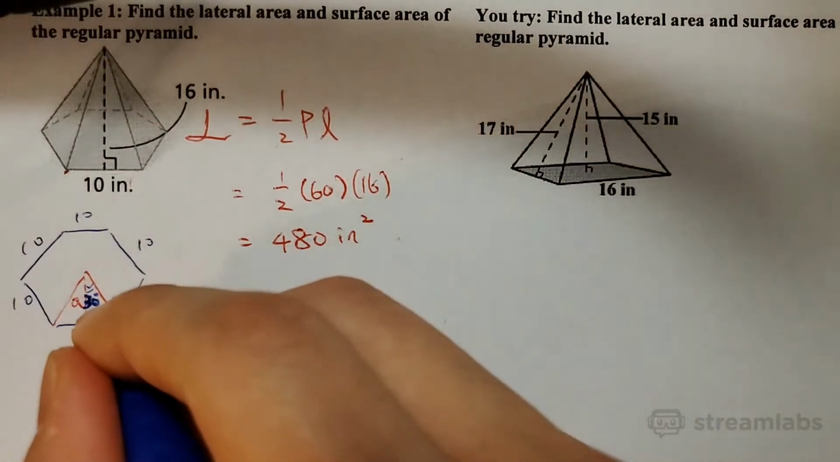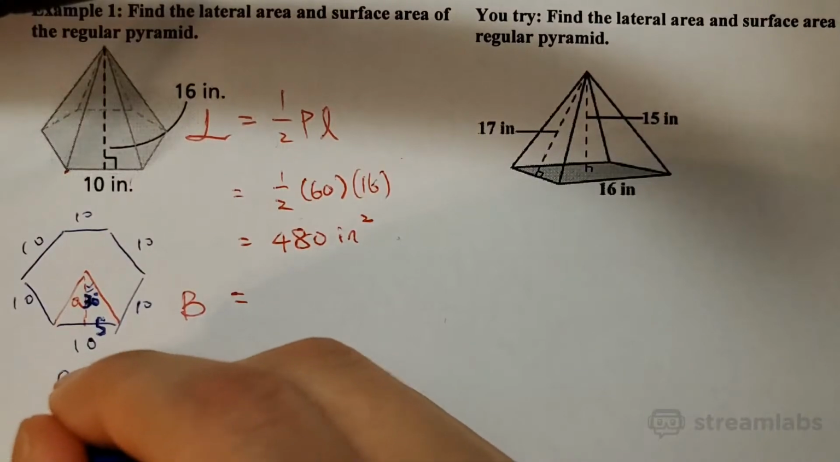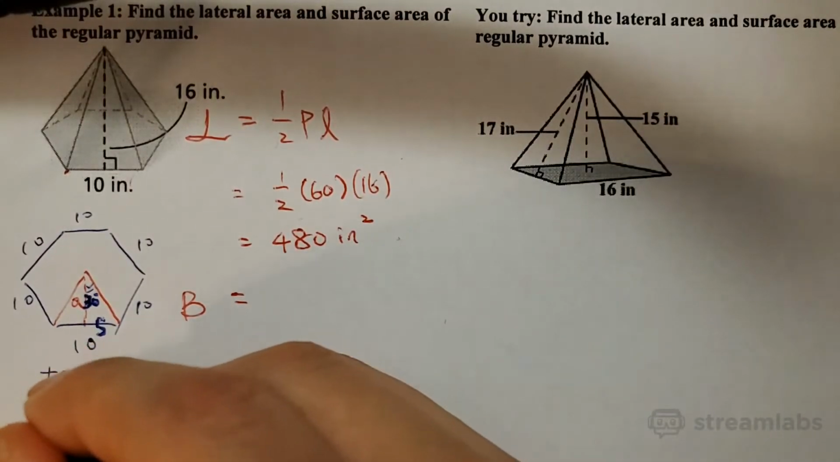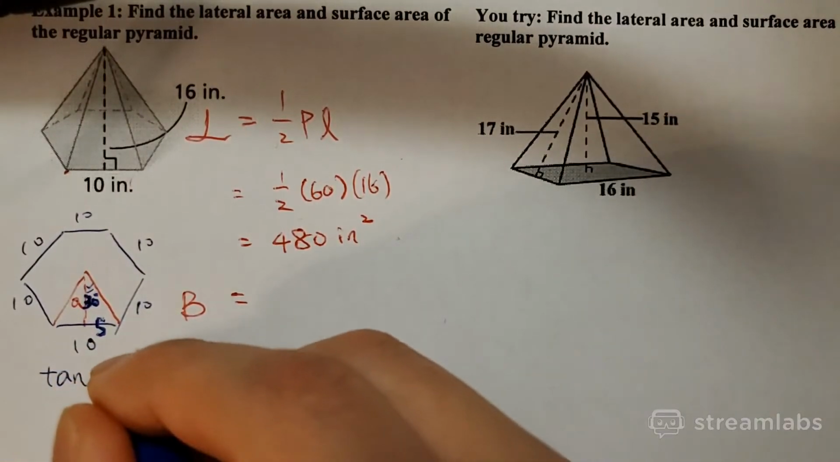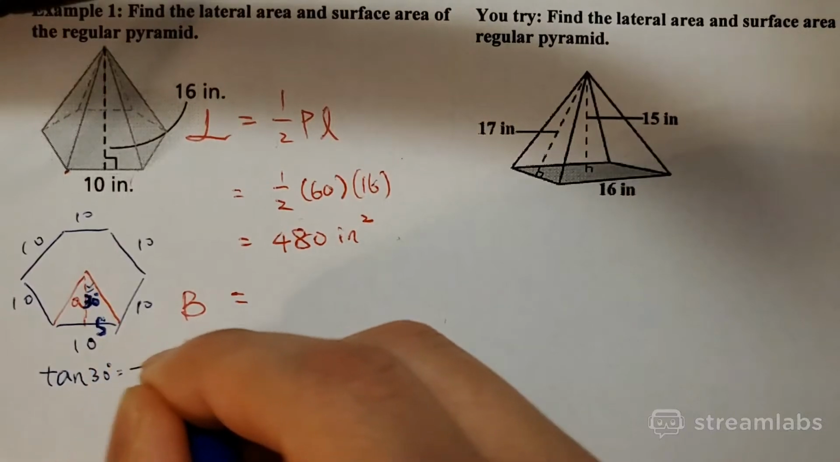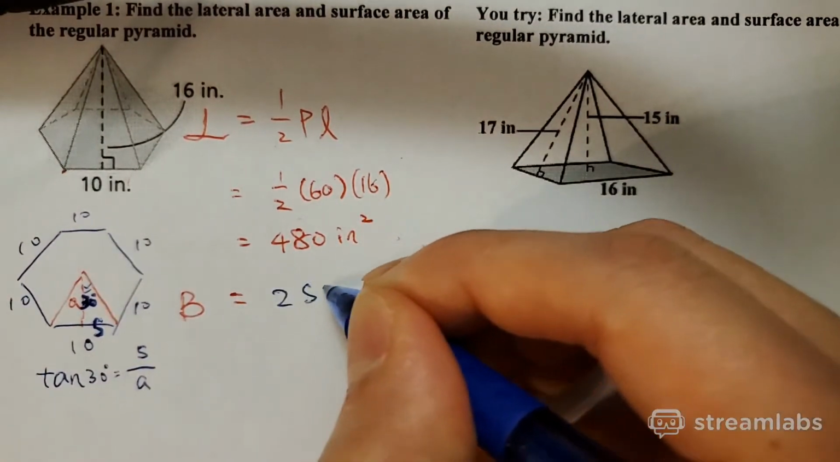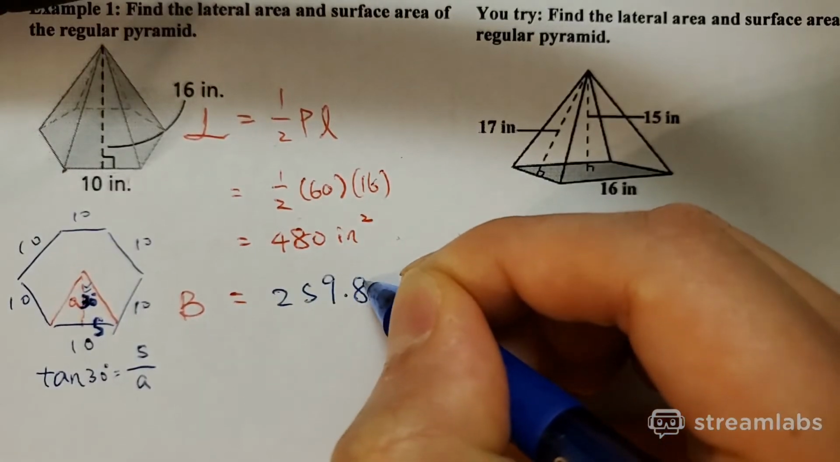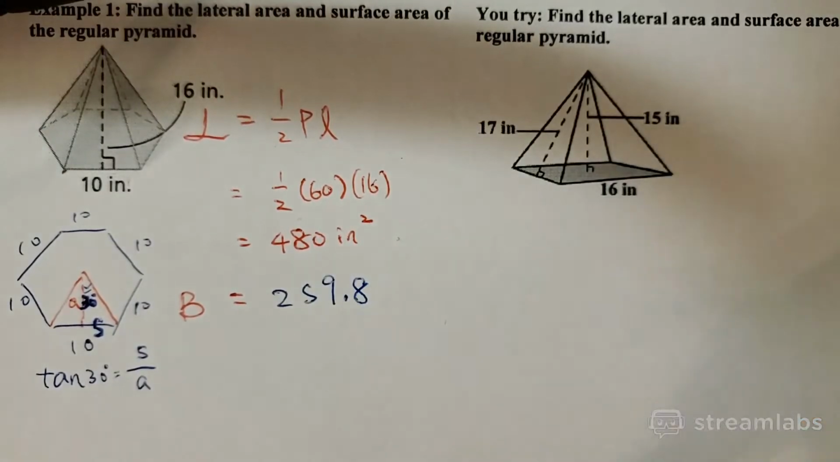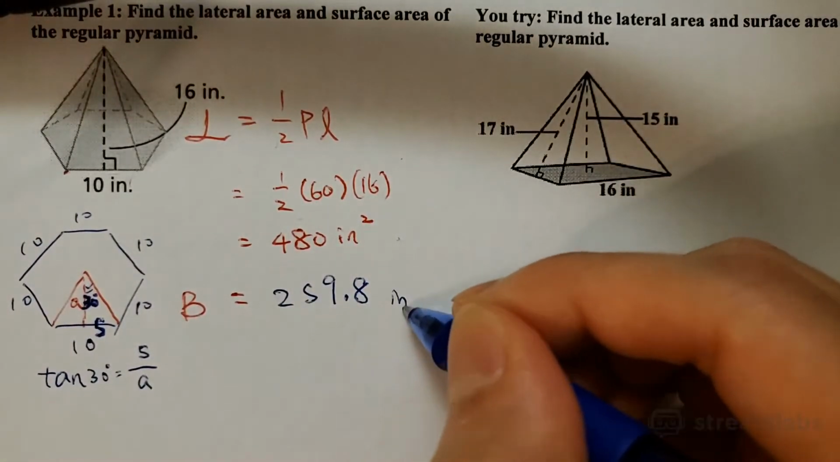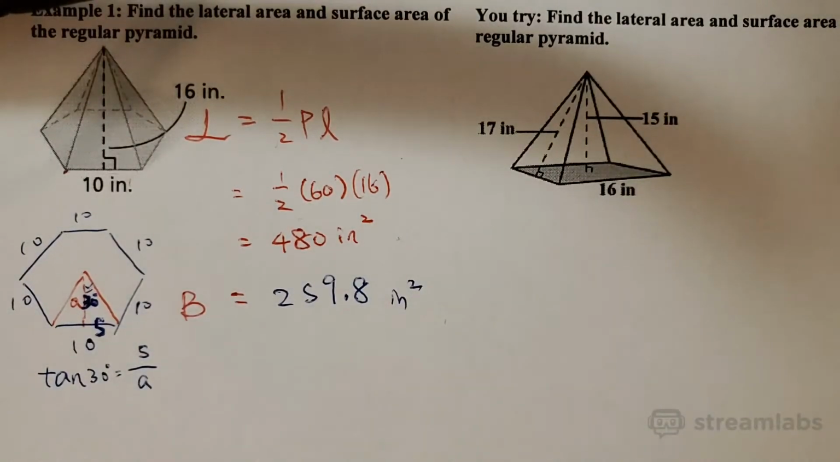Okay, this is 5. So you remember we use tangent 30 equals 5 over 8. I'm pretty sure, Matt, you didn't divide by 2 or something like that. The answer should be 256.81, I think, around that range.